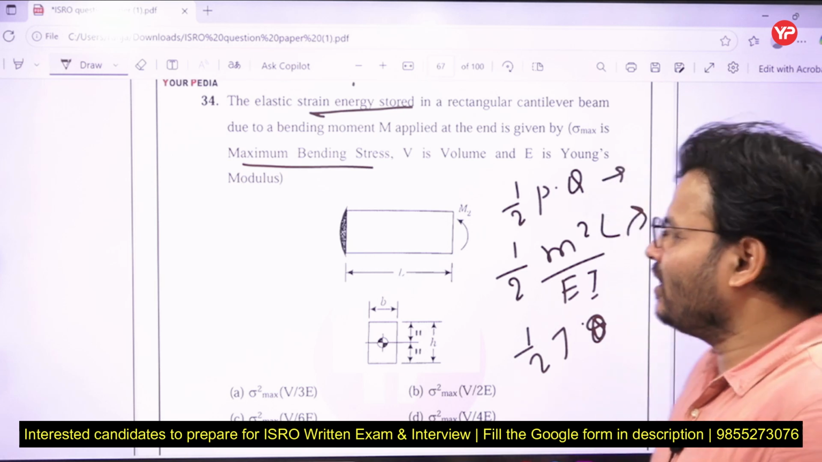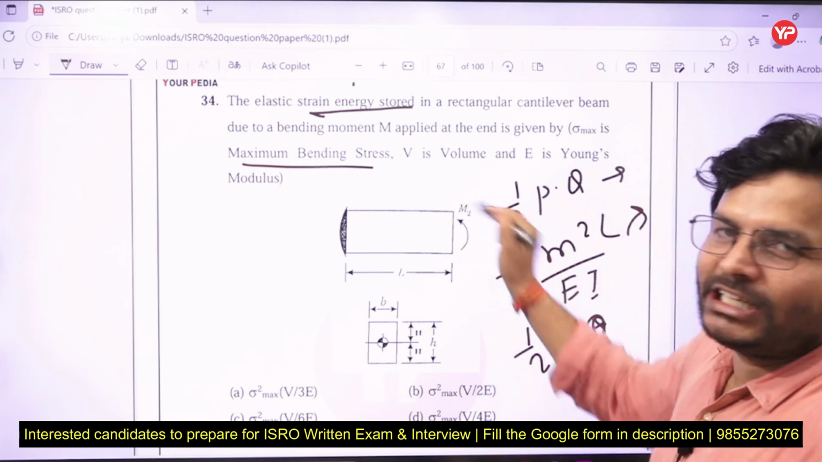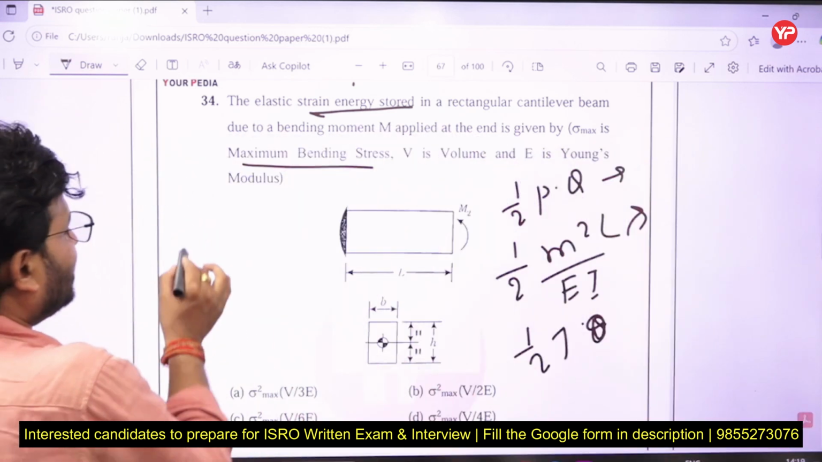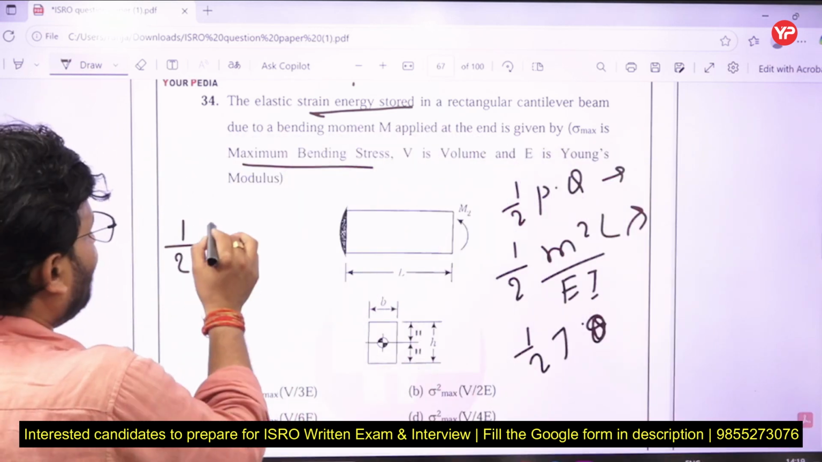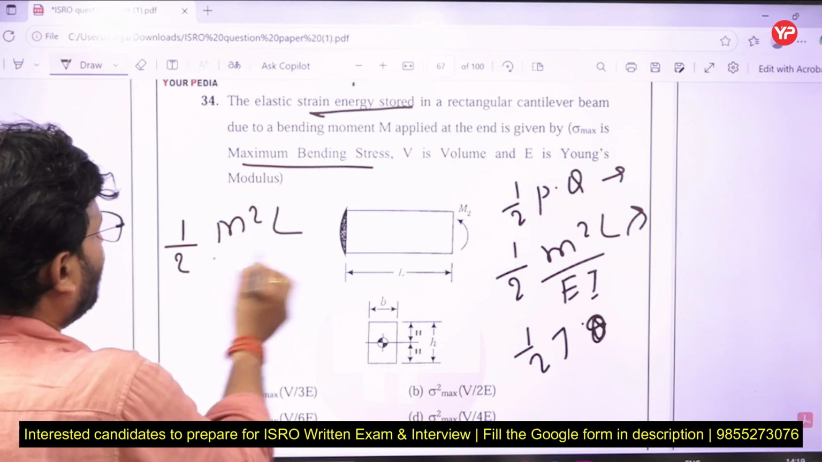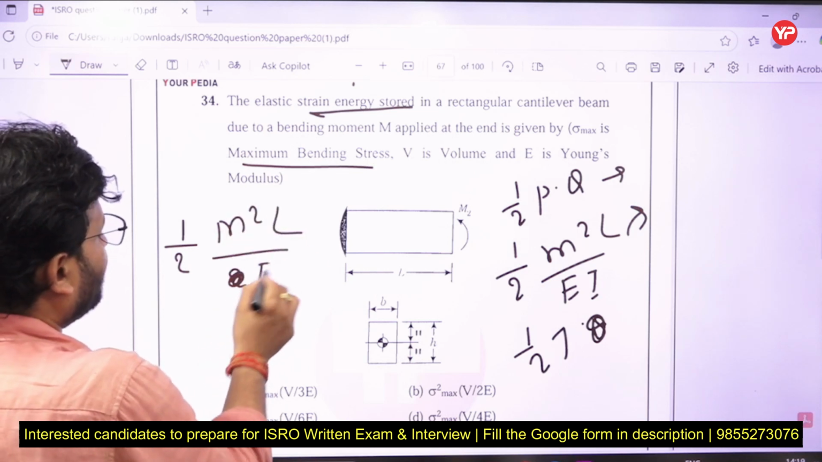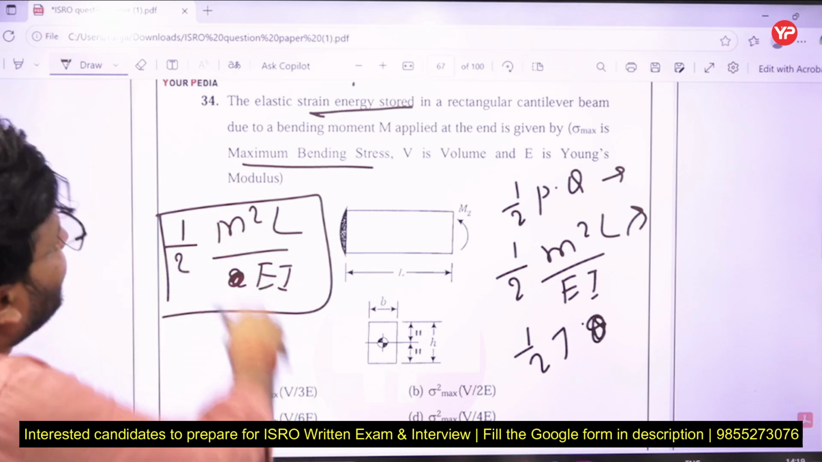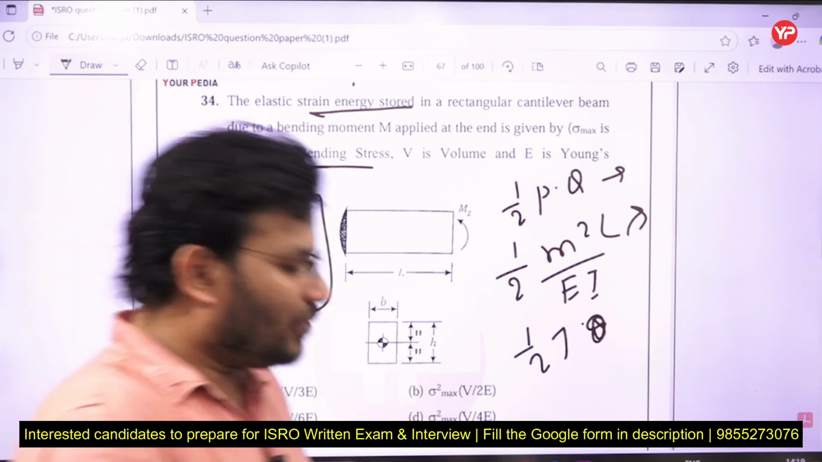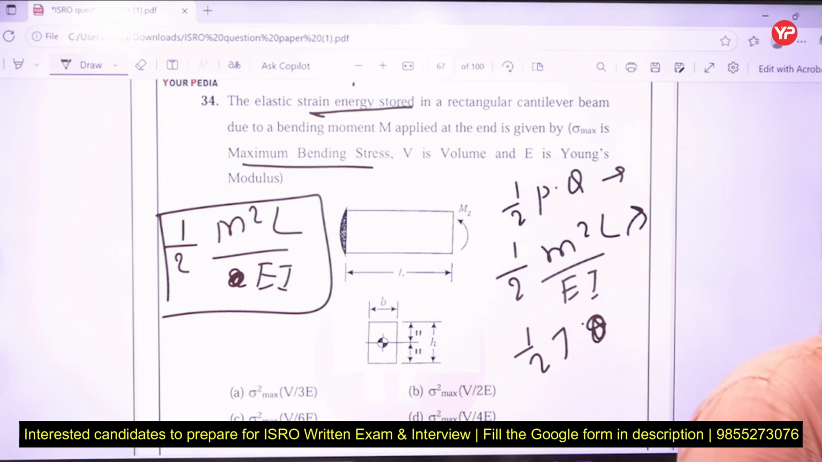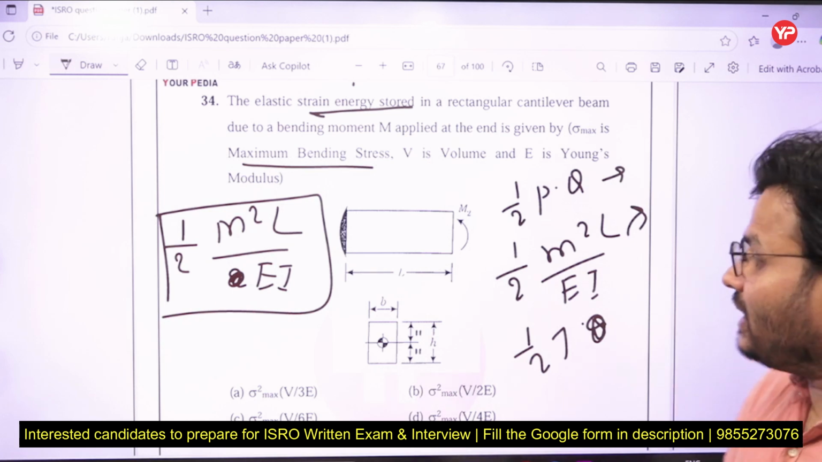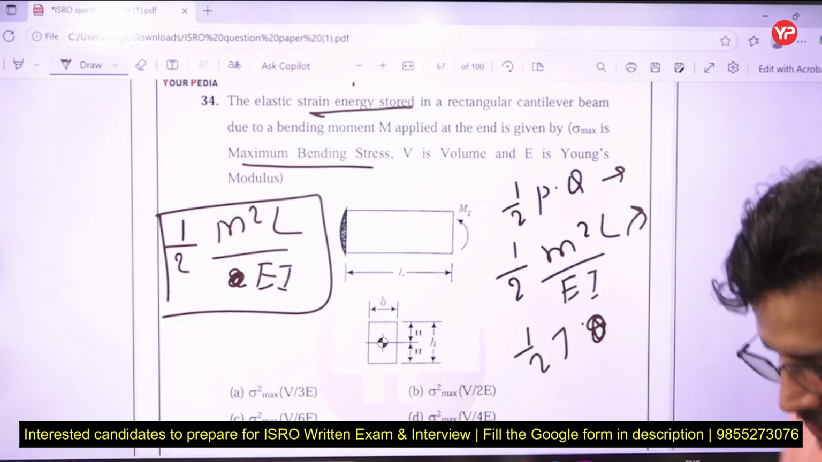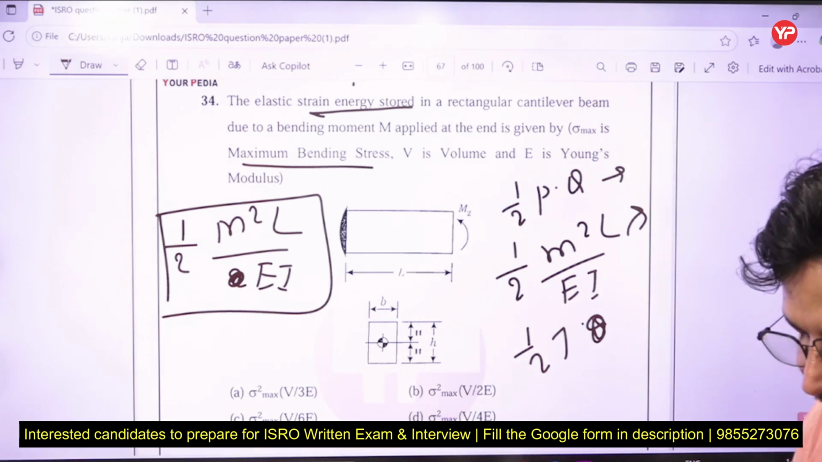In the question, M is applied, so there will be bending. So I will ask what will be the strain energy? We can say, sir, half M square L upon 2EI. But in the question, the given answer is not in that form. So first you have to convert that thing into the given option form. So simply, my dear friends, how can I do that?